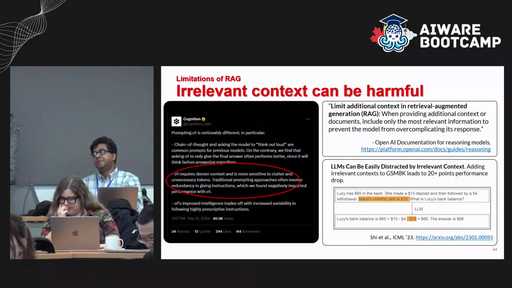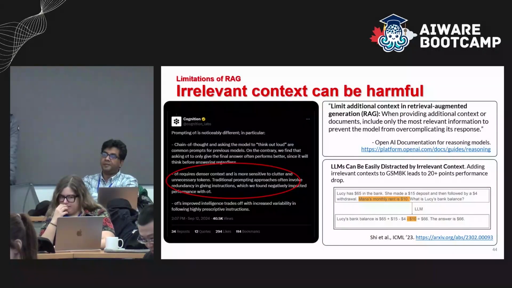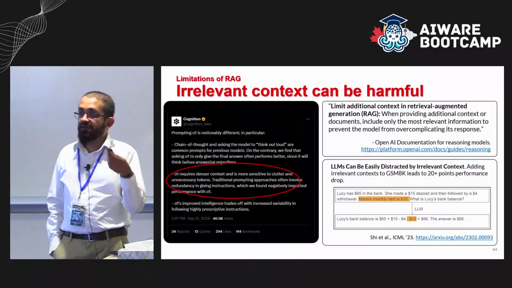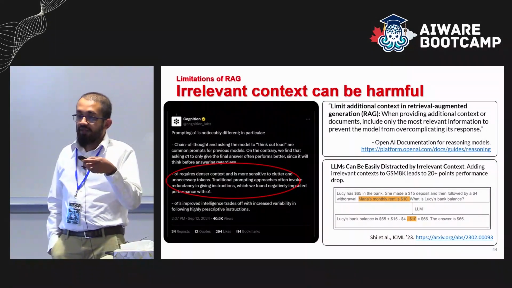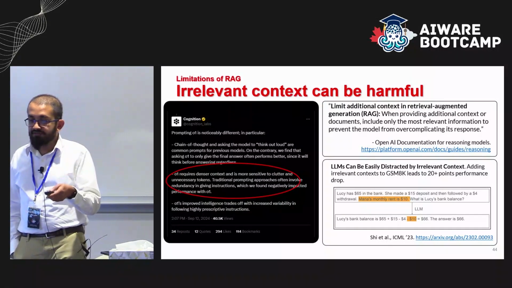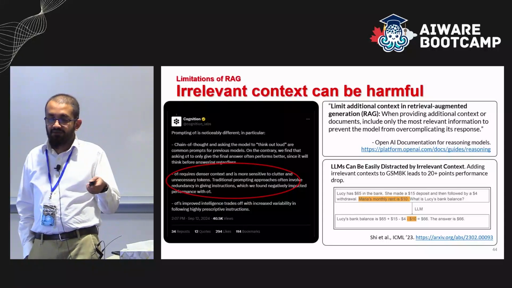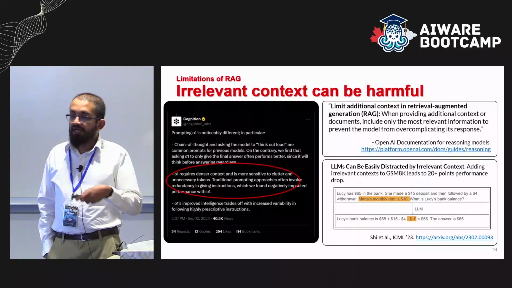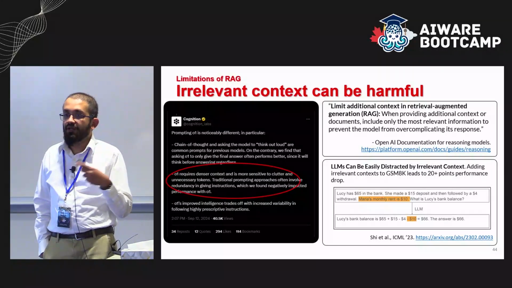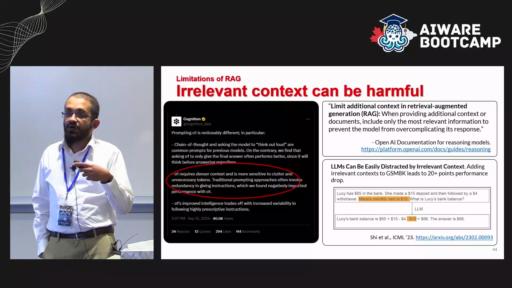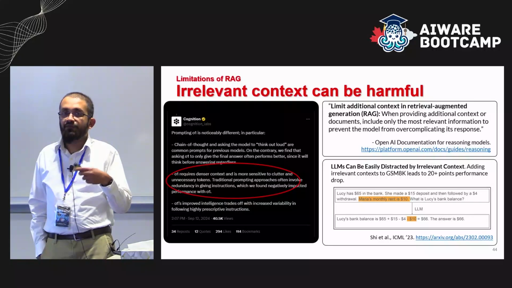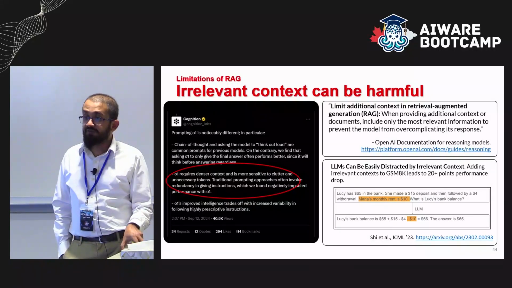On the left-hand side, I have another example that is similar to O1. Cognition is the company behind Devin, the automated software engineer. They also did some experiments with O1 for software engineering tasks. They also noticed that unnecessary tokens and redundancy negatively affected performance. So RAG is not a solution for everything, and you have to be very careful how you use this tool to work with models. You have to do careful context management, even with these newer models.